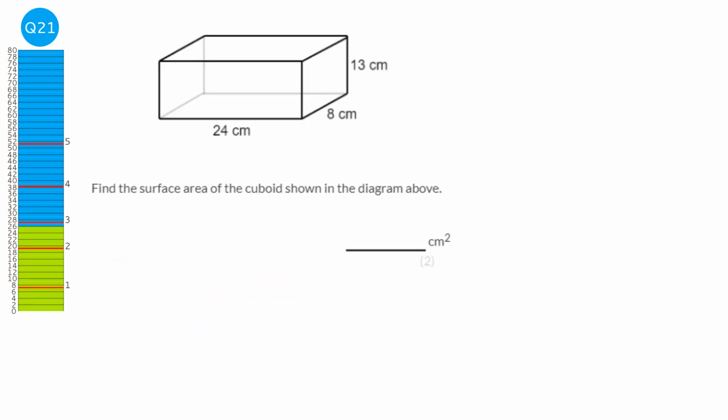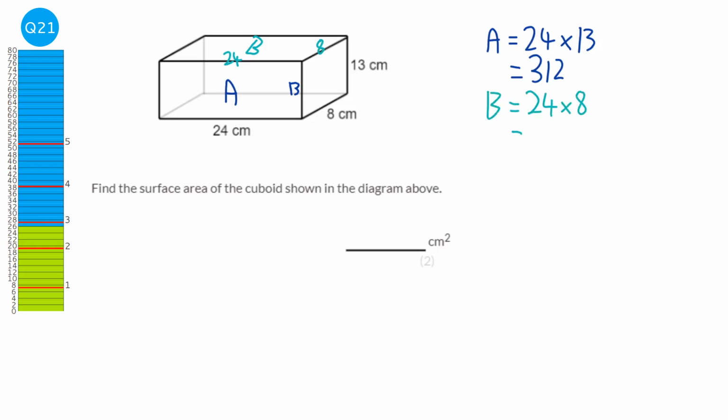To find the surface area of the cuboid, I'm going to label the faces and do them individually. We've got A, which is 24 by 13, so 24 times 13, which is 312. Next we're going to do B, which is the one at the top, and it's 24 across and 8 is the length. So 24 times 8, which is 192. And finally C on this side here, which is 13 times 8, which is 104.